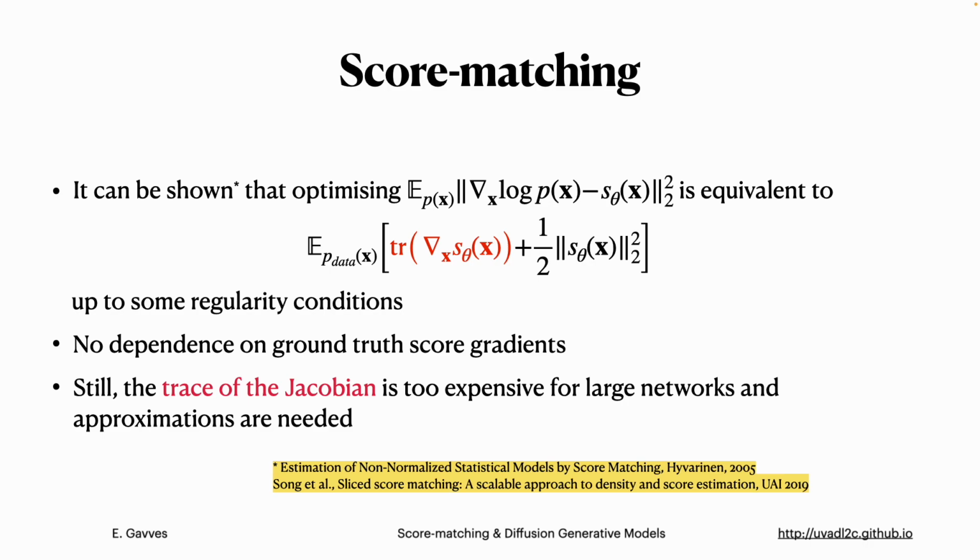The trace of the gradient of the score function plus some form of its norm. Now, what is good about it? You don't have the true probability distribution, right? So it does not depend on the ground truth score gradients anymore. We can literally now optimize without requiring true, optimal, ideal distributions anymore.